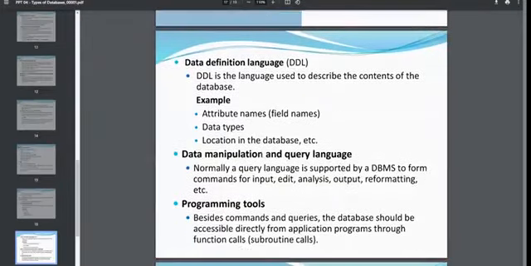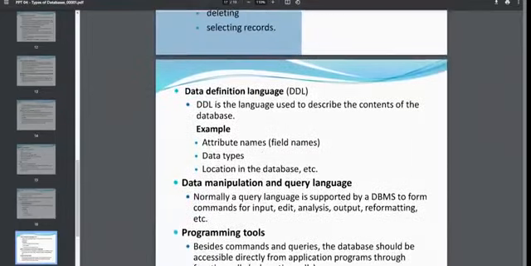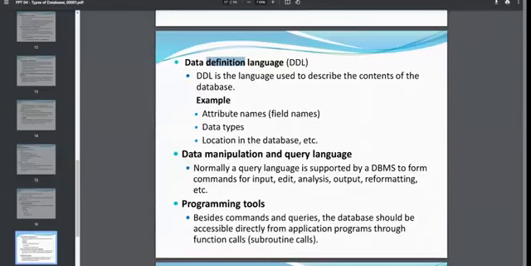Read and understand the last sections of this part. Data definition language is very important. DDL, definition, begins in the early stages. When you are producing a table, the field names, attribute names, data types, and location should be provided.